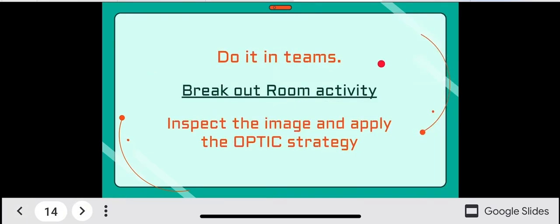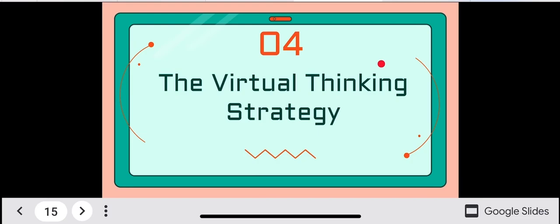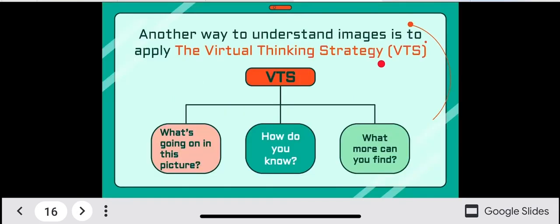In class, of course, we have worked on breakout rooms, and we have looked at another picture that says big fish eat little fish, eat big fish, and so on, and we have interpreted that as well. Now let's go to the VTS. VTS means the visual thinking strategy. It's another way to help us think about images. I ask myself these three main questions. What's going on in this picture? How do you know? And what more can you find?